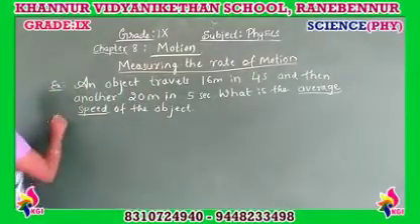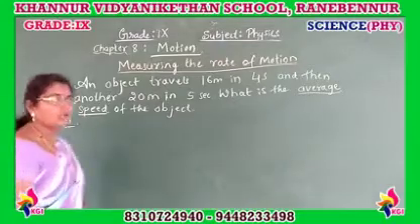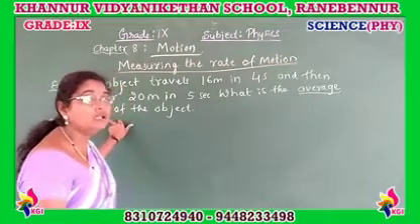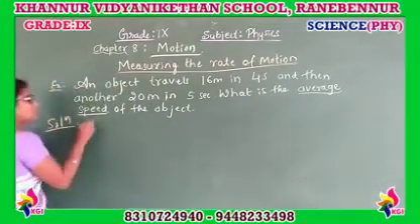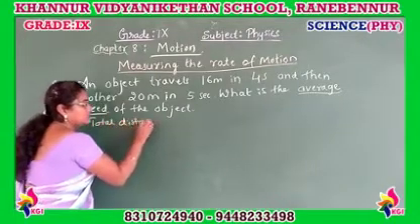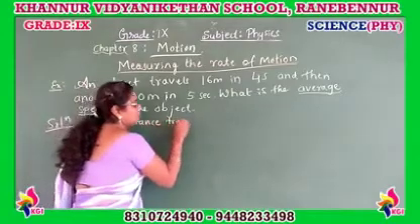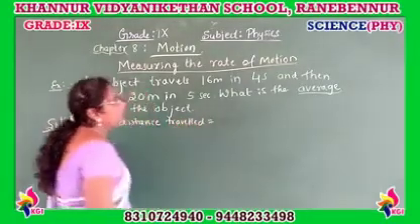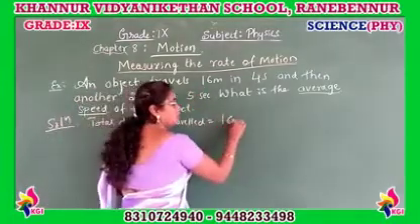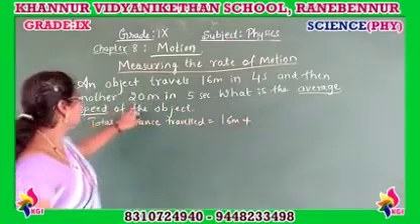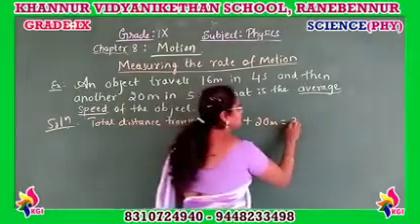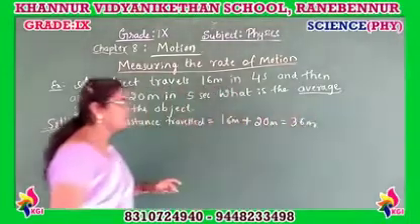Solution. We all know that for finding the average speed, we need the total distance covered. The total distance traveled is equal to 16 meter plus another 20 meter. How much is it in total? It is 36 meter, right?